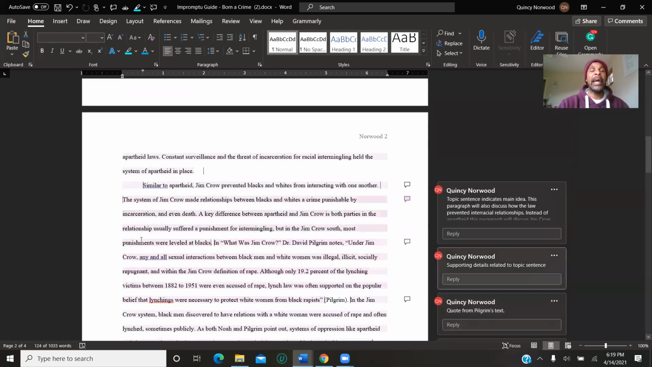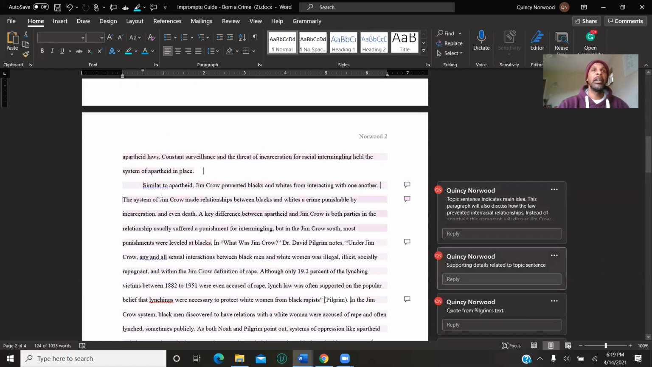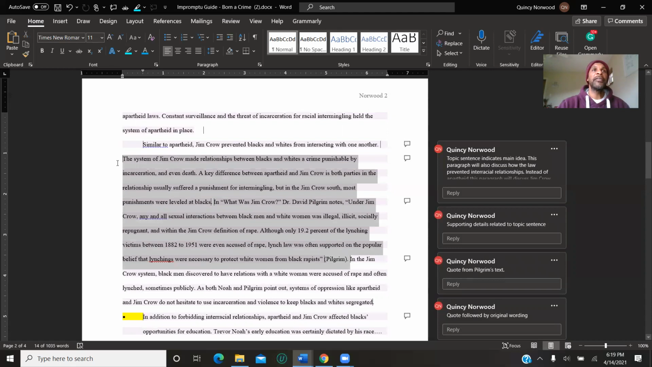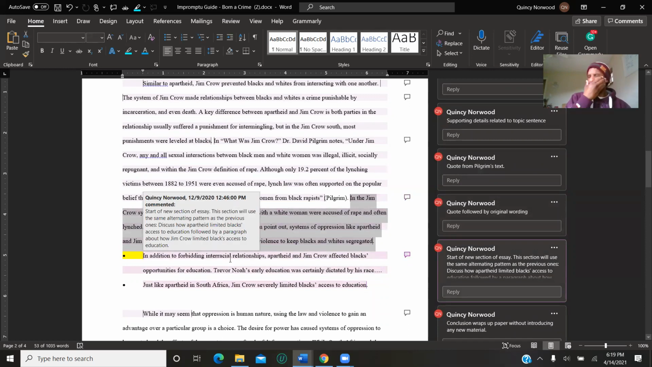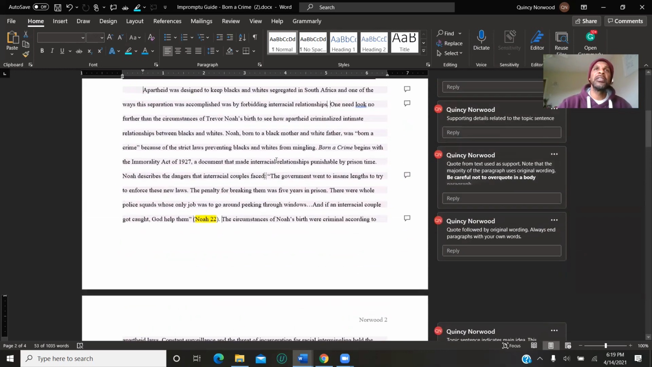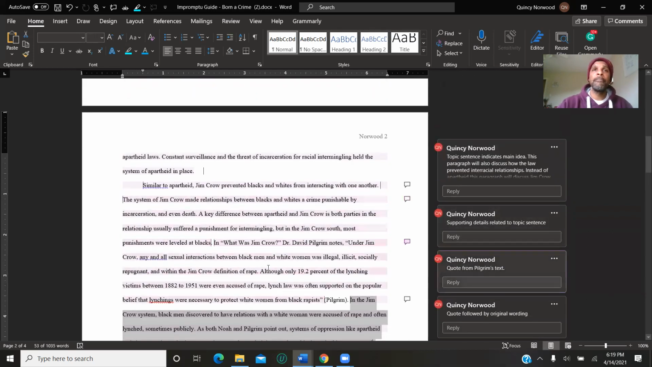So if we look at this paragraph, it's structured the same as the one that came before it, meaning if we're looking at this from a PIE perspective, here's the point, here's the information, and then here's the explanation. Make sure you try to use an alternating pattern. Whatever you discuss as it relates to the book, discuss that same idea as it relates to the article that you're going to get.